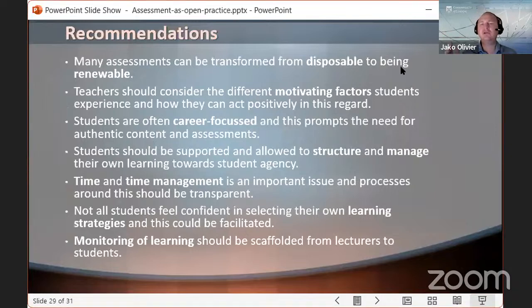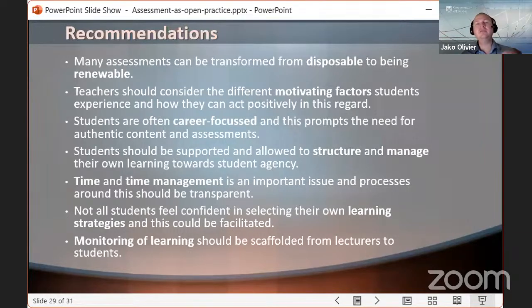Many assessments can be transformed from disposable to being renewable. So think of any of the traditional assessments you were planning: to what extent can you actually reuse that, or to what extent can that be shared outside? Teachers should consider different motivating factors.